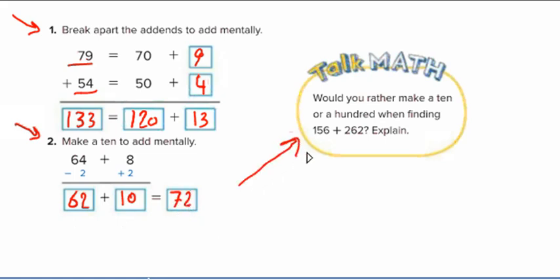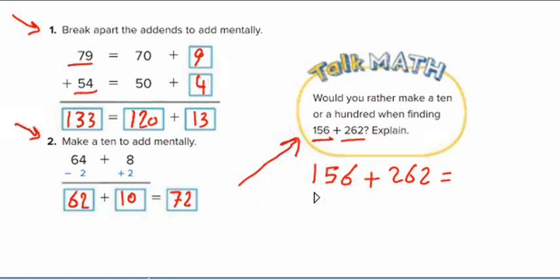Let's talk math. Would you rather make a 10 or 100 when finding 156 plus 262? Explain. I would rather make a 10. Why? 156 plus 262. To make one of them 100 is harder, because you will think, how many do I need to make 156 into 200?